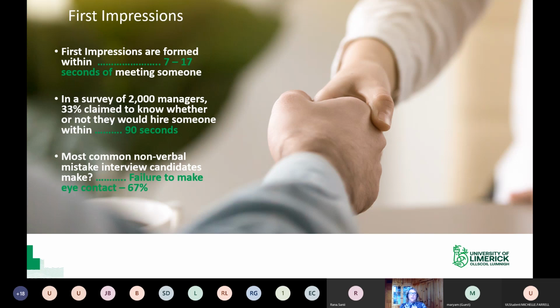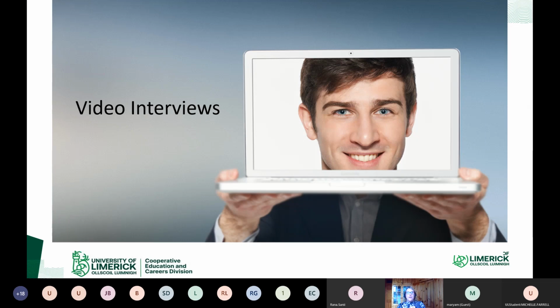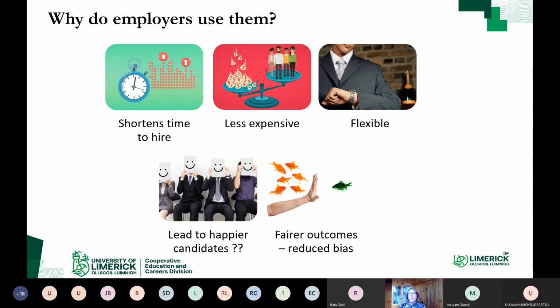So if we are looking then at video interviews, it is a little bit harder in terms of, for example, nonverbals like eye contact in videos, but still it is important to address these factors and think about how you can address them. So as I mentioned, well, first of all, sorry, before I tell you about the synchronous and asynchronous: why do employers use video interviews?